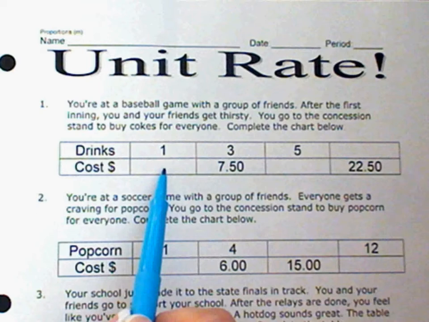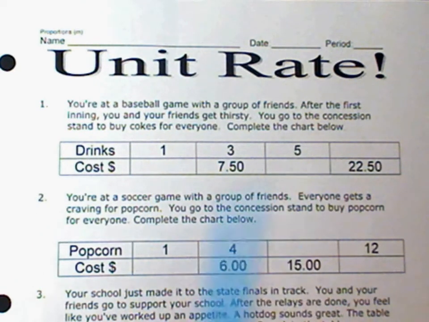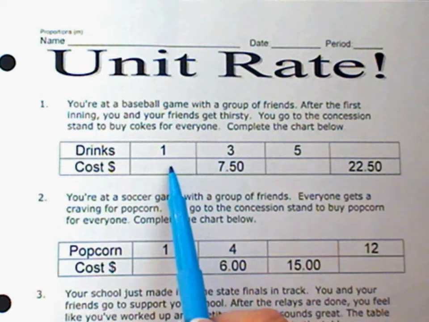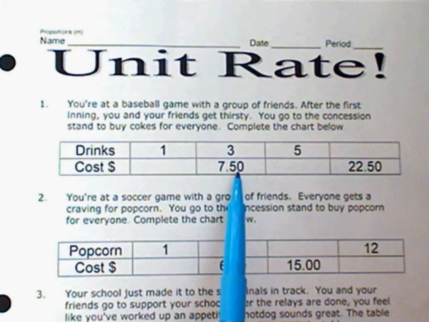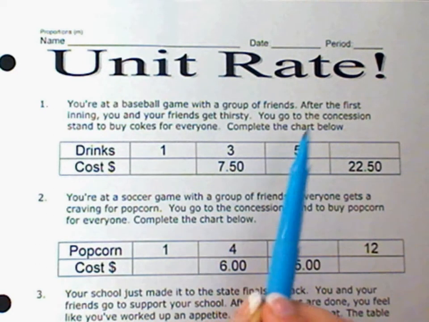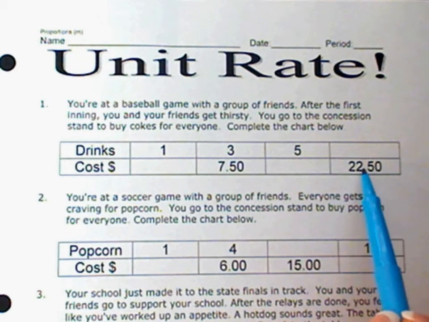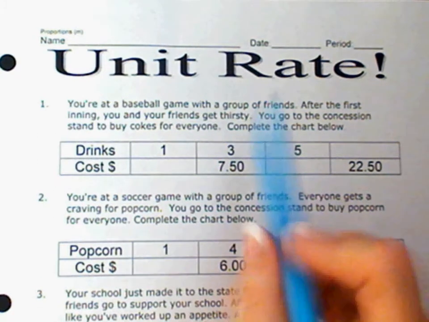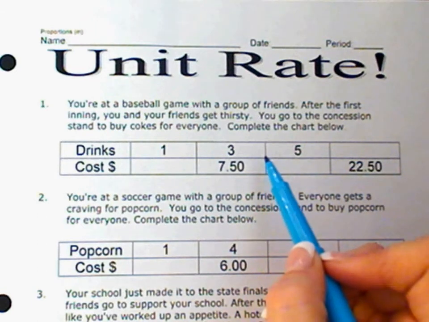a blank. Cost, how much, is we don't know. $7.50, we don't know, and $22.50. What I want you to notice first is which one is complete. I do not know the cost, how much it costs for one drink. I do know that if I buy 3 drinks, I'm going to need to spend $7.50. If I buy 5 drinks, I do not know how much I need yet. If I spend $22.50, I do not know how many drinks that is yet. So I'm going to start with the information that they give me fully.